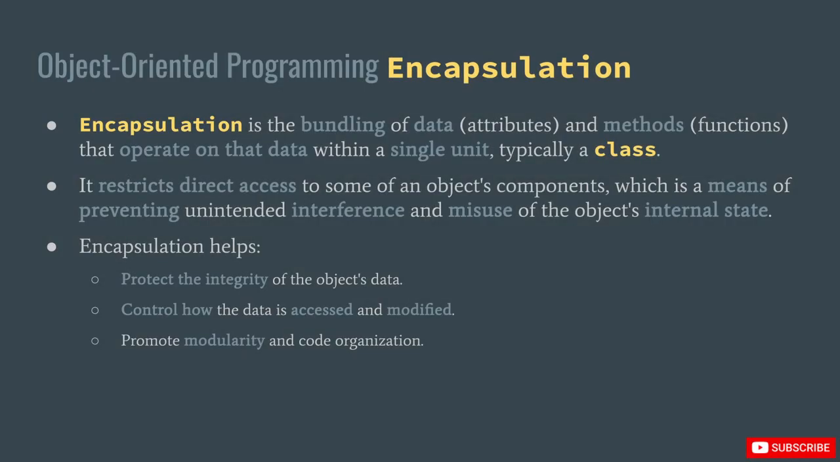Encapsulation in object-oriented programming is all about bundling data and the methods that act on it within a single unit, usually a class. This structure restricts direct access to certain parts of an object, preventing accidental interference and misuse of its internal state. By using encapsulation, we protect the integrity of the object's data, control how it's accessed and modified, and create more modular and organized code. Encapsulation is a key principle that keeps our code both reliable and maintainable.